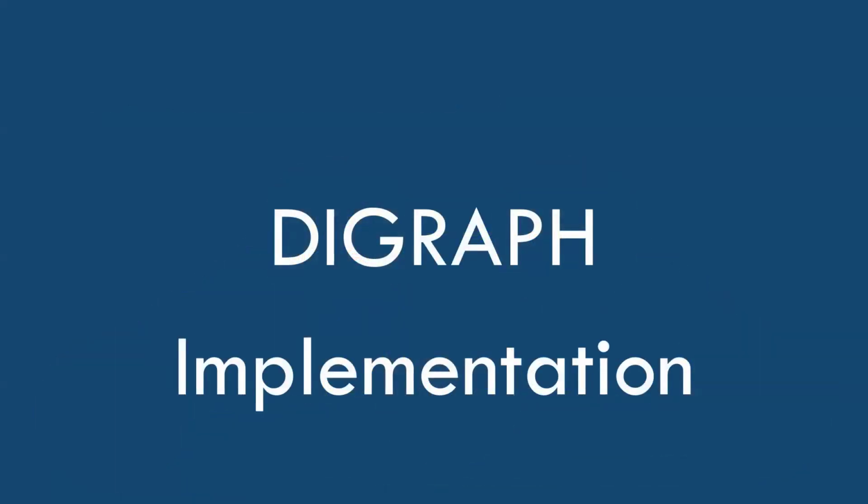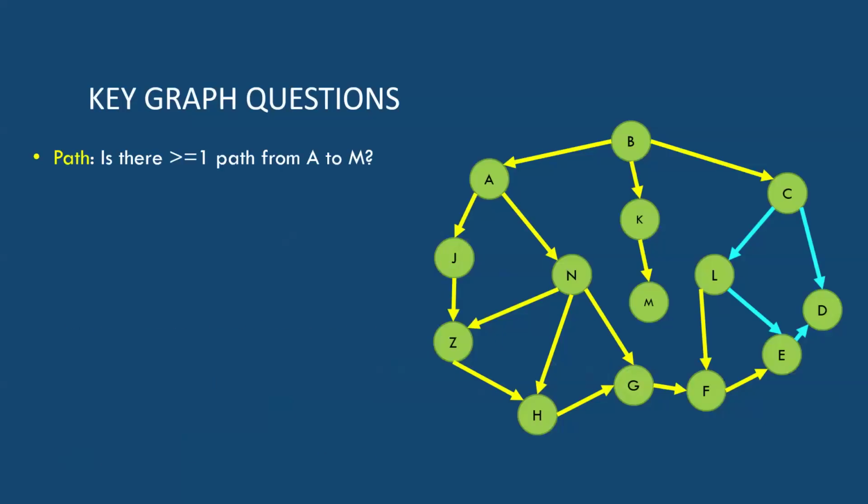So let's take a look at the implementation we're going to use. It's really not too hard. There are some typical questions that we want to ask about one of these digraphs. One of the things is, is there a path? And is there more than one path between two points? So between A and M, can we get there? Yes or no? And is there more than one path?